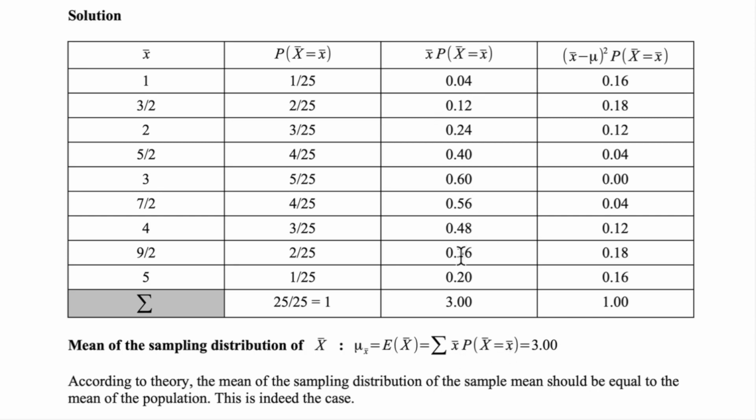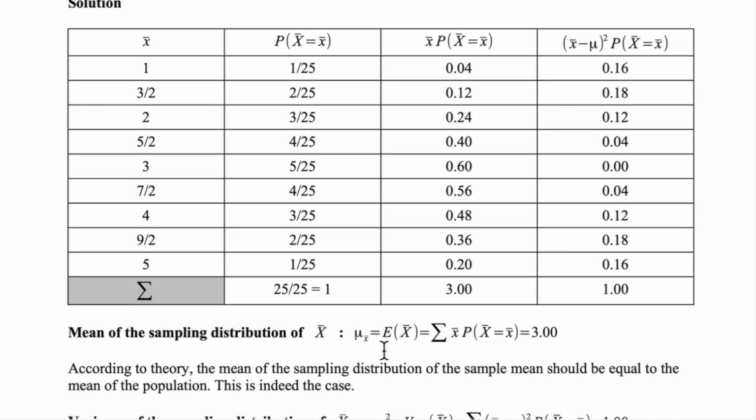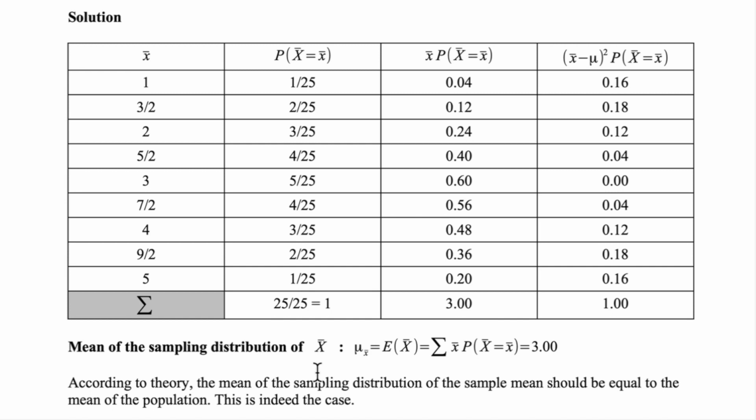And so what we're doing in this third column is calculating the product of each of the x bar values times its probability. All right, and so I've got those here expressed as a decimal, and then in this last row I do the summation. And so we can see here that the sum of the values in this column is equal to 3. And so what that tells us then is that the mean of the sampling distribution of the sample mean for this situation is equal to 3.